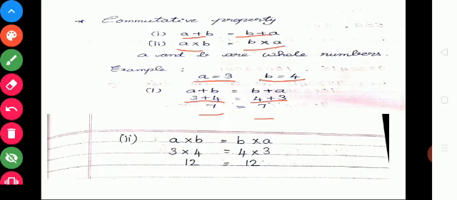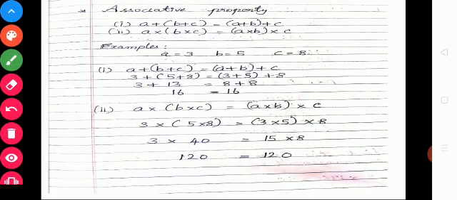And the next one, commutative property of multiplication. A into b is equal to b into a. 3 into 4 is equal to 4 into 3. 3 fours are 12 and then 4 threes is also 12. You can multiply two whole numbers in any order. We say multiplication is commutative for whole numbers. Thus, addition and multiplication are commutative for whole numbers.